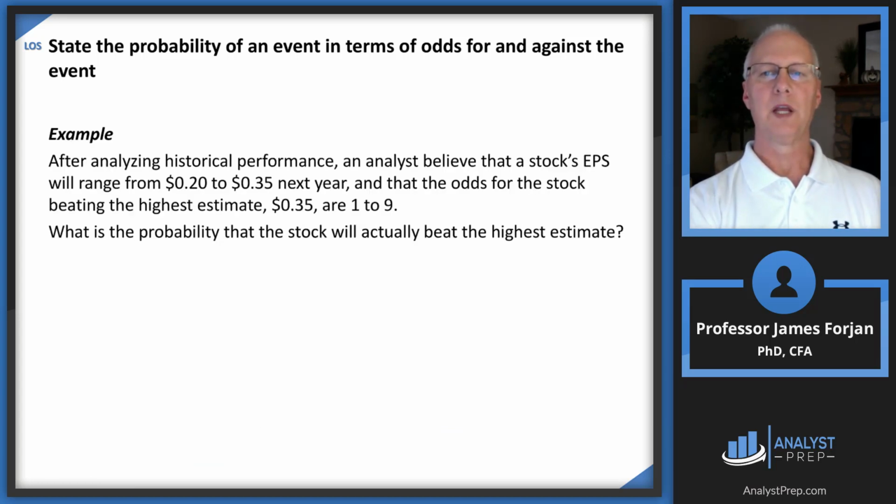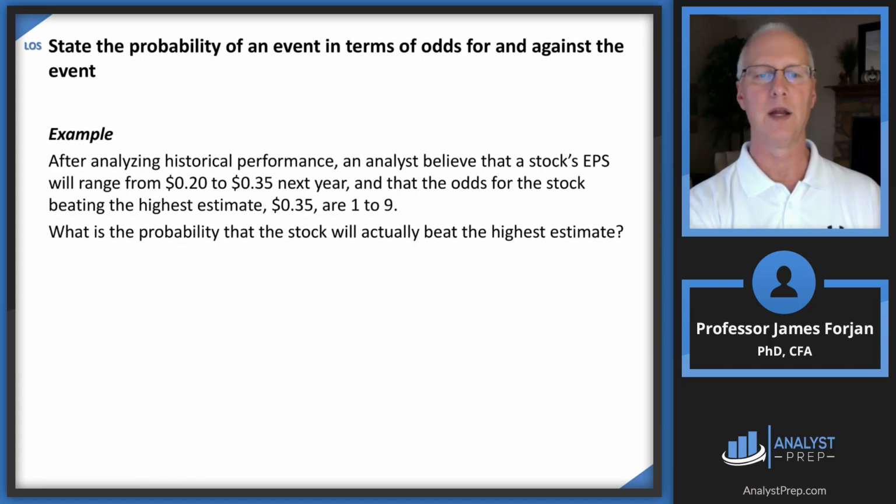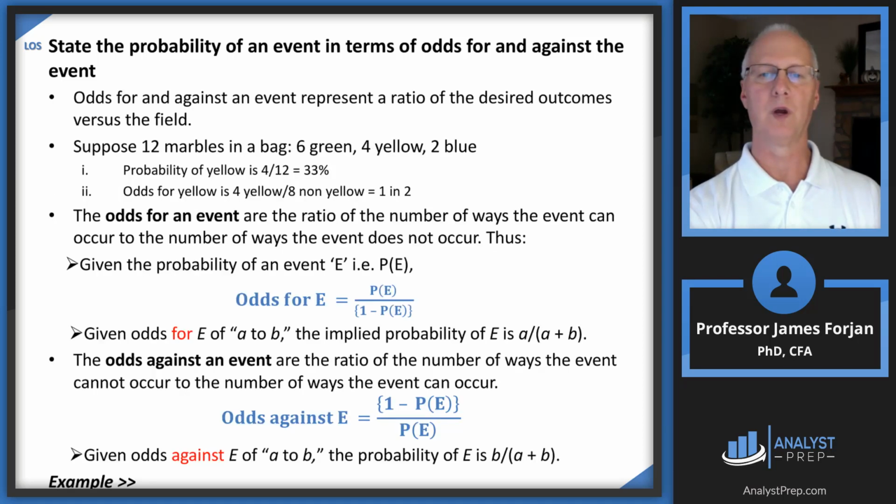Let's see, an analyst believes that a stock's earnings per share will range from 20 cents to 35 cents next year. The odds that the stock beats its highest estimate of 35 cents are 1 in 9. All right, so those are the odds, 1 in 9, just like the 1 in 2 on the previous page. So we're going to switch back and ask, what is the probability that the stock will actually beat the highest estimate? And we're going to use this formula there right in the middle of the page.